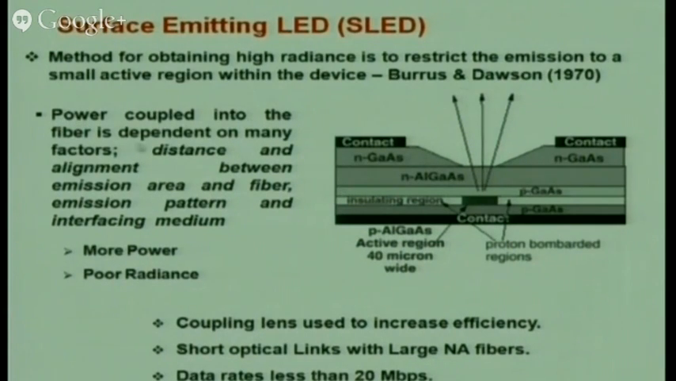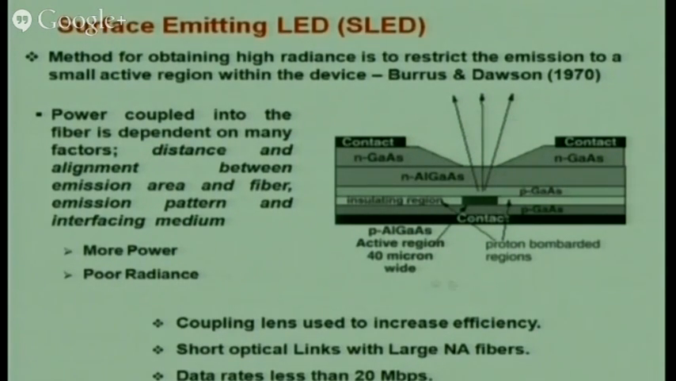Power coupled into the fiber depends on many factors: the distance and alignment between the fiber and the emission area, the emission pattern, whether it is parabolic or a simple Lambertian pattern, and the interfacing media. This type of LED gives more power but poor radiance. That means the output in a single solid angle is less. A coupling lens is used to increase the efficiency. For short optical links, I can couple this light to a large numerical aperture multimode fiber.